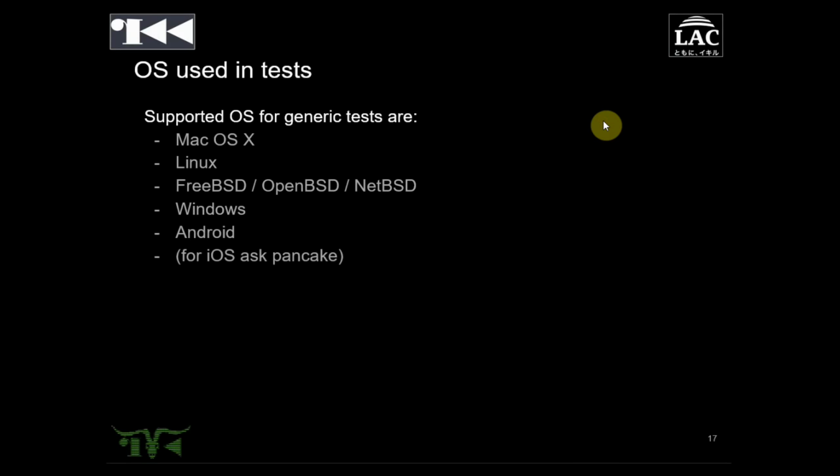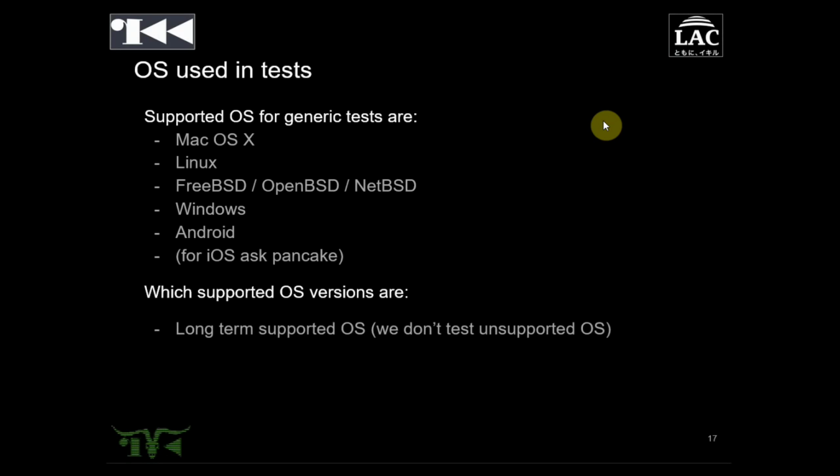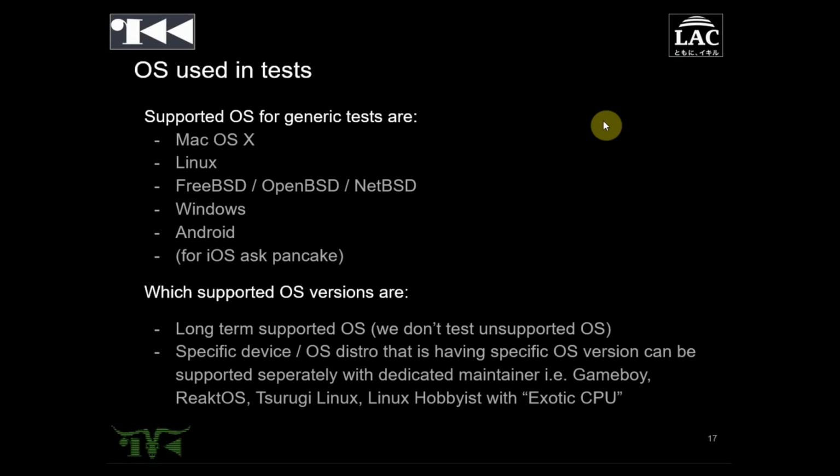In this case, you have to ask Pancake for that. The supported OS versions are long-term supported operating systems, and we don't test unsupported operating systems anymore. Then a specific device or distribution with a specific operating system can be supported separately, with a dedicated maintainer if the maintainer exists. For example, Game Boy React OS, Sergey Linux, Linux hobbyists with exotic CPUs like Arduino and so on.